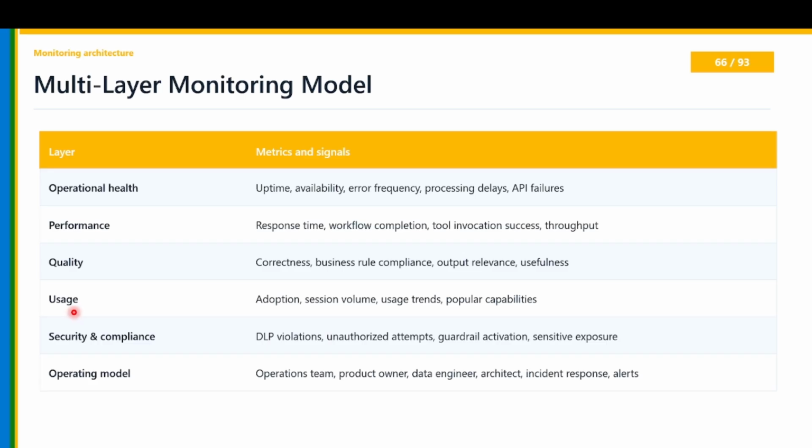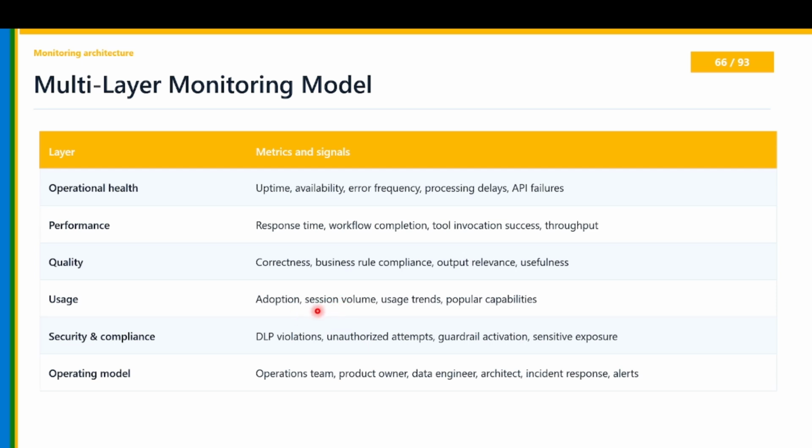So usage, another layer is usage. So in usage, collect metrics like adoption, session volume, usage trend, popular capabilities. So collect all these metrics to determine usage. So know the number of people using the agent, how many people in the business department have adopted the use of the agentic AI, session volume.